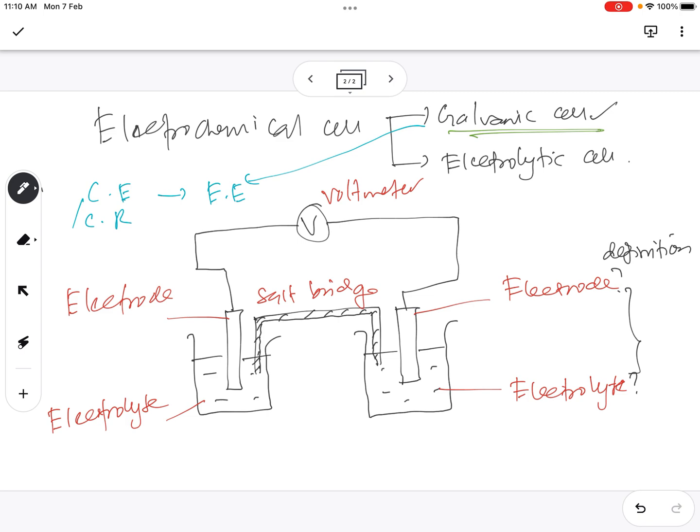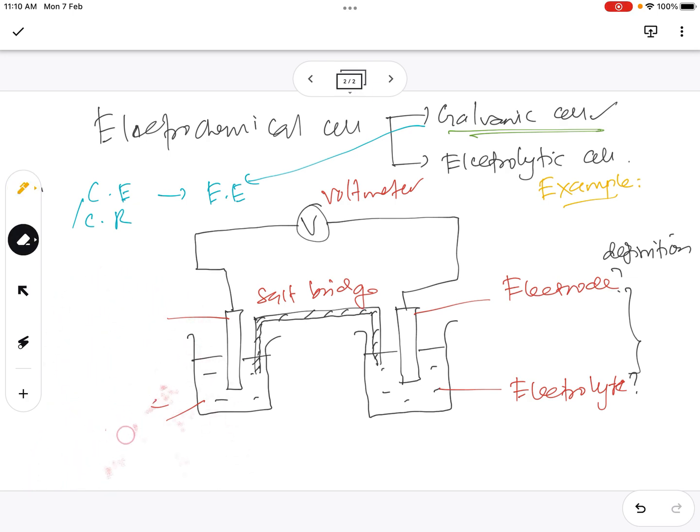So now what I do is I go for example straight away. Saya letak example. Okay. So saya akan padam. Saya akan terus gantikan dengan example. Terus letak example lah supaya anda tahu macam mana galvanic cell ni. How does the galvanic cell looks like?